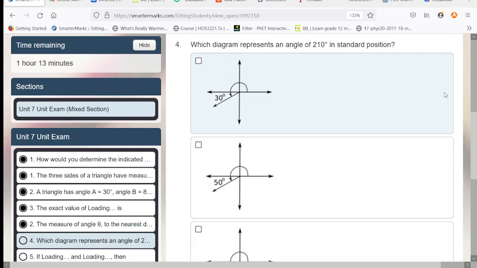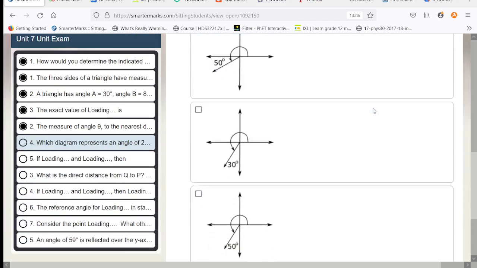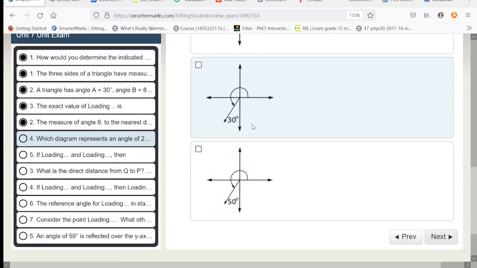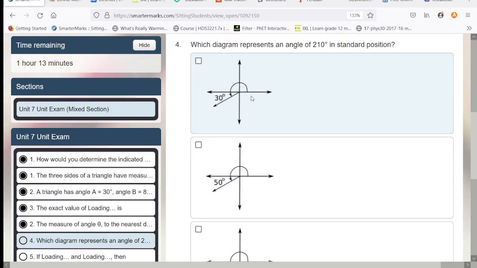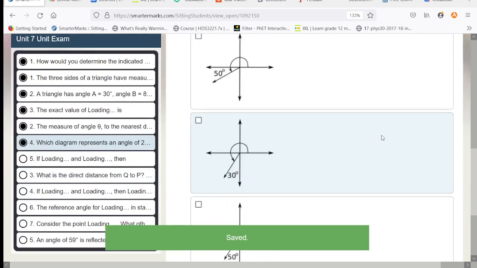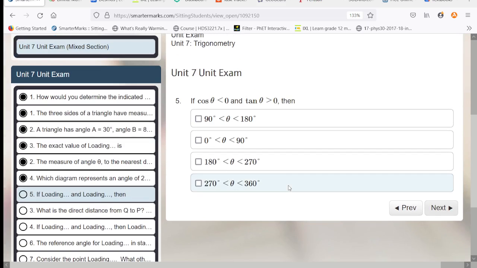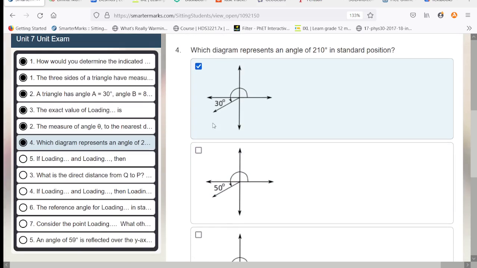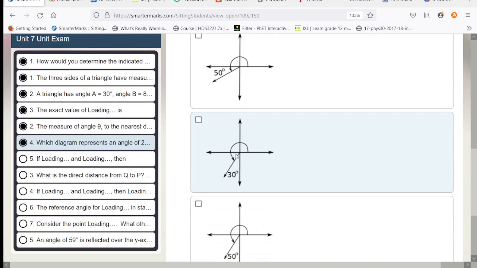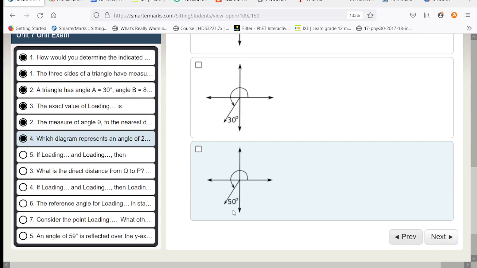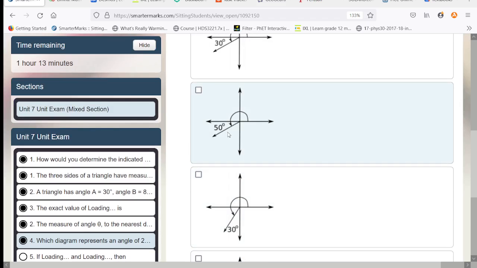So which diagram represents an angle of 210 in standard position? They're all starting in the right place and going in the right direction. You have to go through the full 180 and then 30 more. So that's diagram A. And just to clarify, it's not diagram C because that 30 is being measured from the wrong point. It's not diagram D because that angle would have to be 60 and not 50.